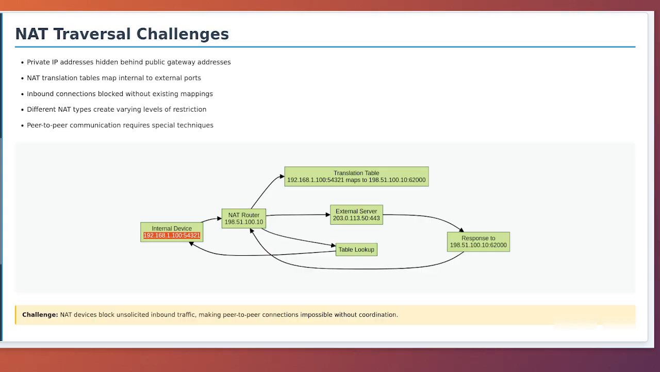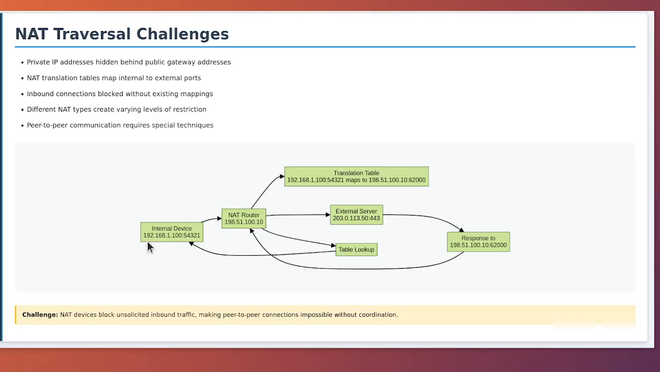The problem arises with peer-to-peer communication, where both devices might be behind NAT, and neither can initiate a direct connection to the other. There are different types of NAT behavior, and they vary in how restrictive they are. Full cone NAT is the most permissive. Once an internal address is mapped to an external port, any external host can send packets to that external port, and they will be forwarded to the internal address.